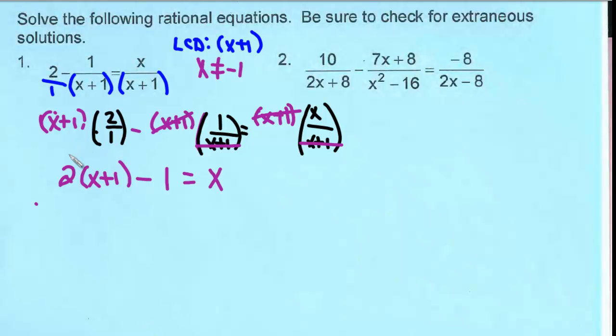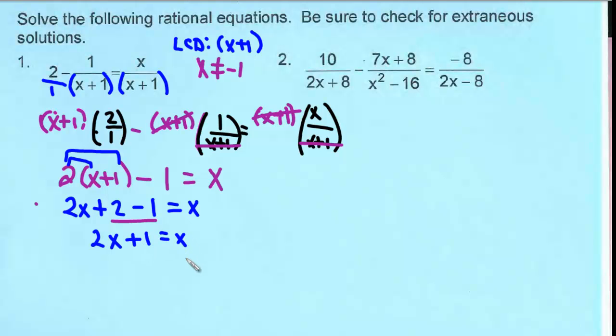Now let's distribute. 2 times x is 2x. 2 times 1 is 2. Minus 1 equals x. Combining like terms, 2 minus 1 is 1. So we have 2x plus 1 equals x.